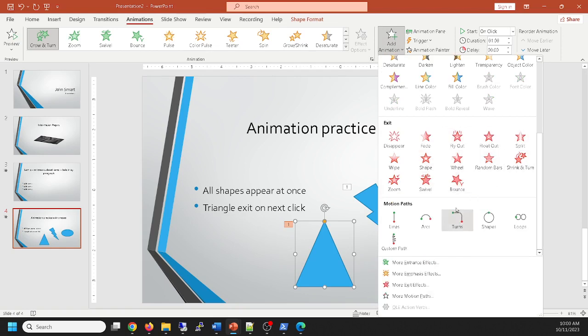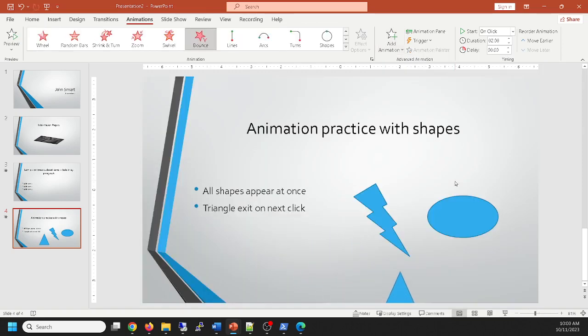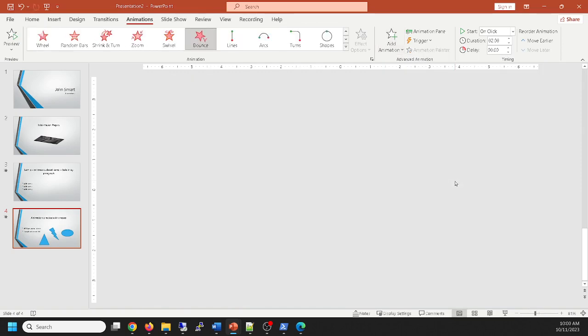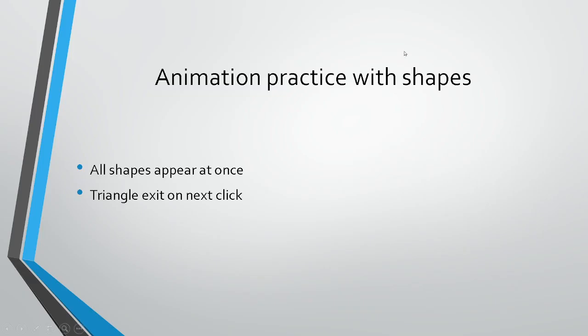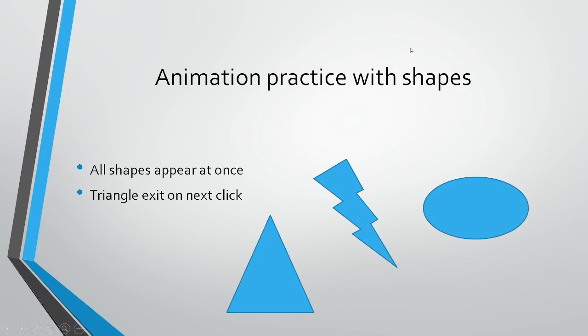And we'll make him bounce out. And now I see that the second click is an exit bounce out. It still has the entrance animation on one like all of them do. I can test this by playing my slide. Click, they all appear at once. The next click anywhere on the page, the triangle exits.